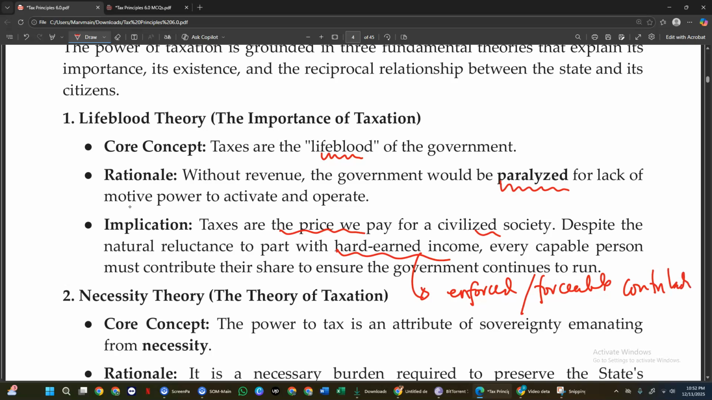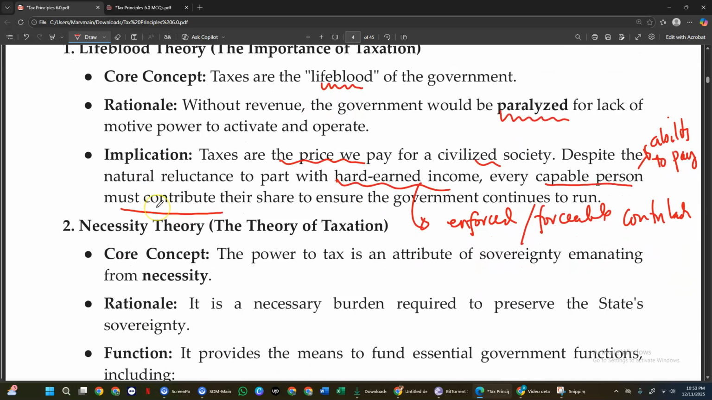But only the capable person must contribute their share, meaning this is supported by the ability to pay. So there is a requirement. Not everybody who has no capacity to pay should pay the tax, only those who have the ability to pay.